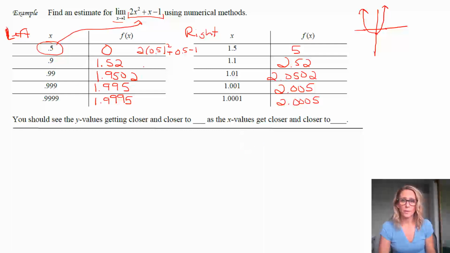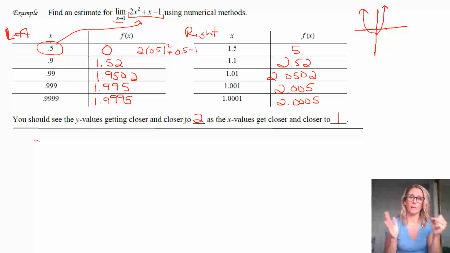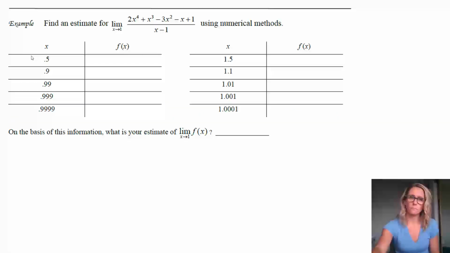So what we're seeing here is that the y values are getting closer and closer. Hopefully you're seeing that they're getting closer and closer to 2 as the x values get closer and closer to 1. So that's the idea behind estimating: picking values that are close to the value that you're approaching, in this case x equals 1.